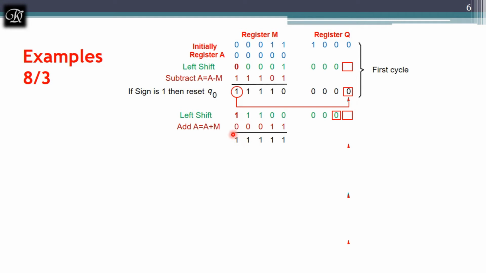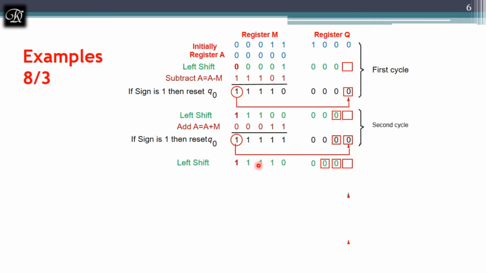Now again look into the value of the sign bit. So it is 1, then the inverse of that will be placed in the Q0, so that is 0. Next, this is going to finish the second cycle. Again we'll perform the third cycle. In the third cycle, the first operation is left shift. I have performed the left shift and I got 1 1 1 1 0.